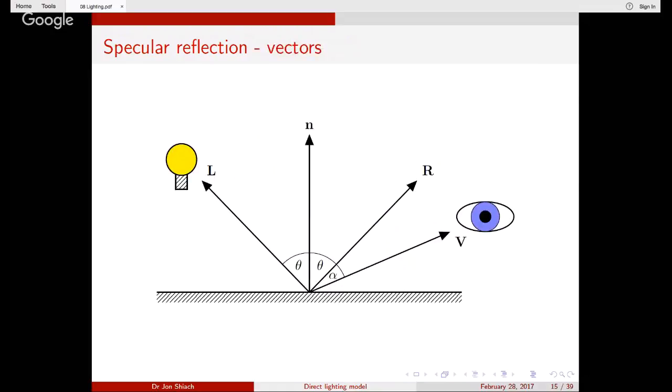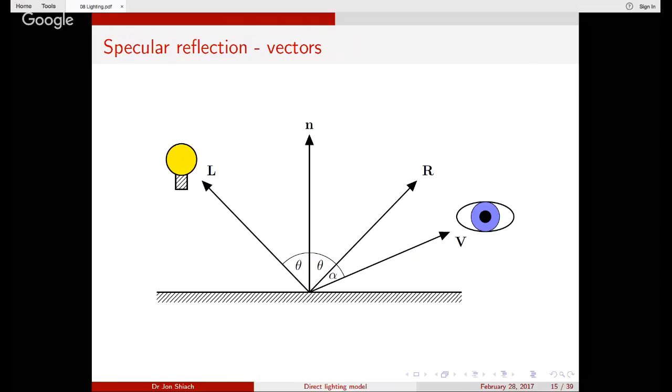Mathematically speaking, we need to introduce two new vectors to our model. Again, you've got this surface, and the light source vector goes from the surface to the light source, and you've got the normal vector, and the angle between the light source and normal. What you also have is a reflection vector, R. Any light which hits the surface is reflected off at the same angle as it hits it, the angle of incidence.